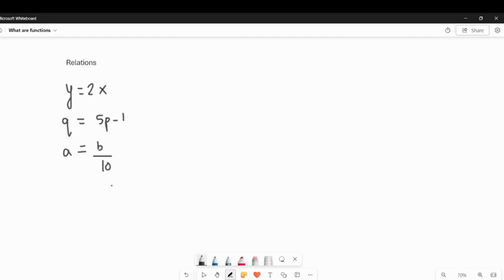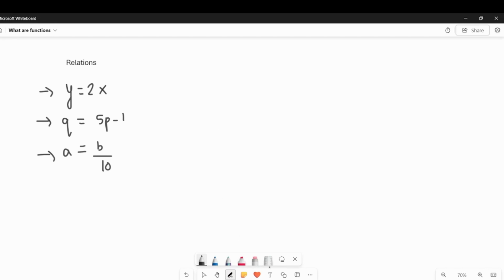Relations are simply the equations that relate the variables given in that equation. Like in the first example, we can clearly see y is equal to 2 times x. In the second example, we can see q is what? You will do 5 times p and subtract 1 from it. Then you will get q. So we can clearly see how the variables are related to each other. So that is a relation. Basically all the equations that you see are called relations, where you can clearly establish the relationship between the given variables.